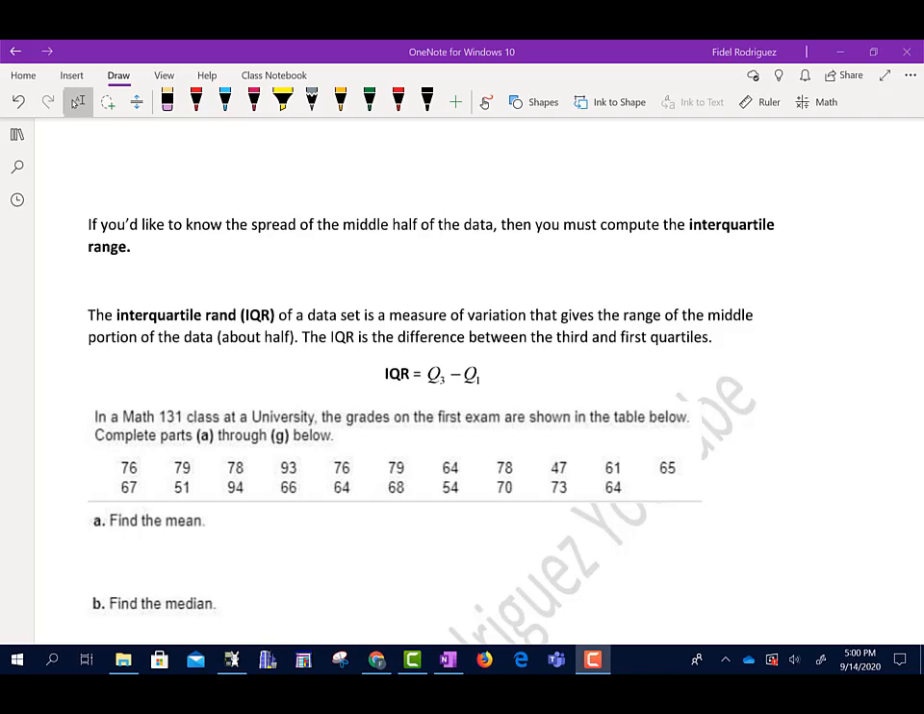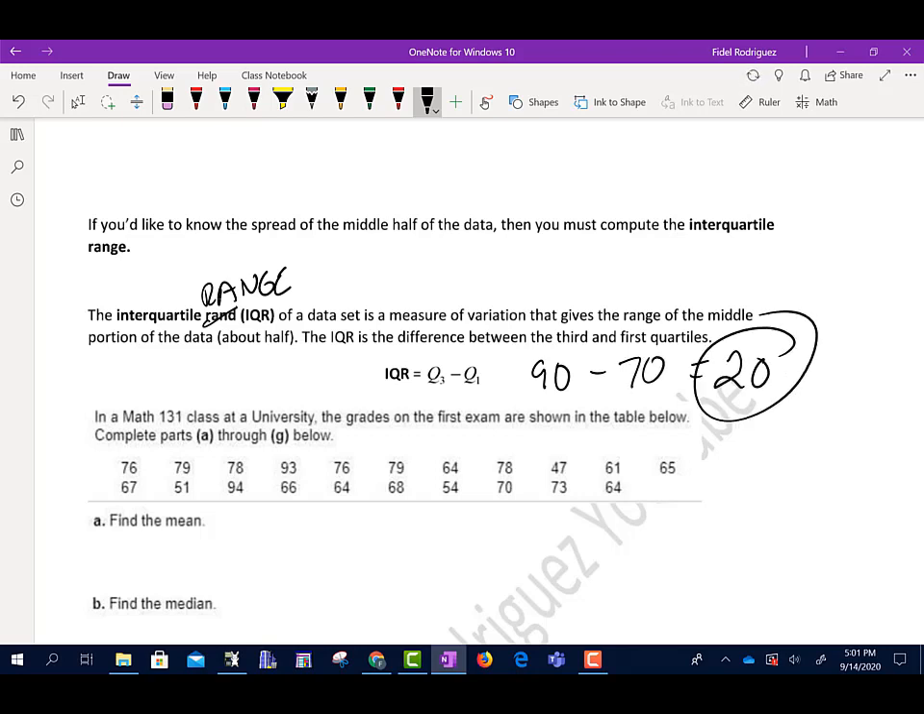All right, so the next part here says, if you'd like to know the spread of the middle half of the data, then you're going to compute the interquartile range. So it says the interquartile range, I'm sorry, this is supposed to say range right here, guys. Sorry about that. IQR is a measurement of variation that gives the range of the middle portion of the data, about half. And so it says it's going to be Q3 minus Q1. So Q3 we found to be 90. Q1 we found to be 70, and that's going to give me a total of 20.